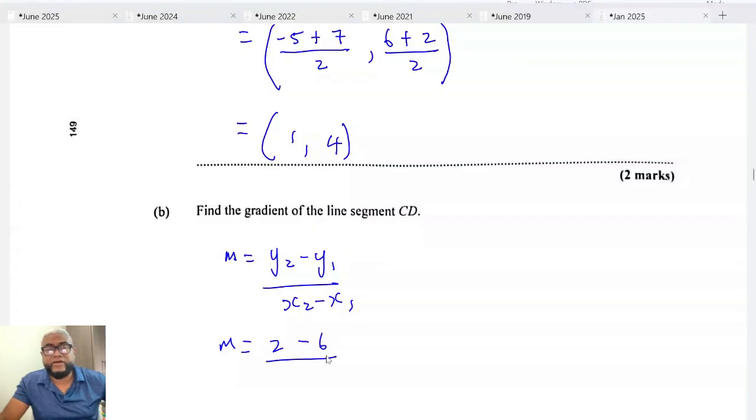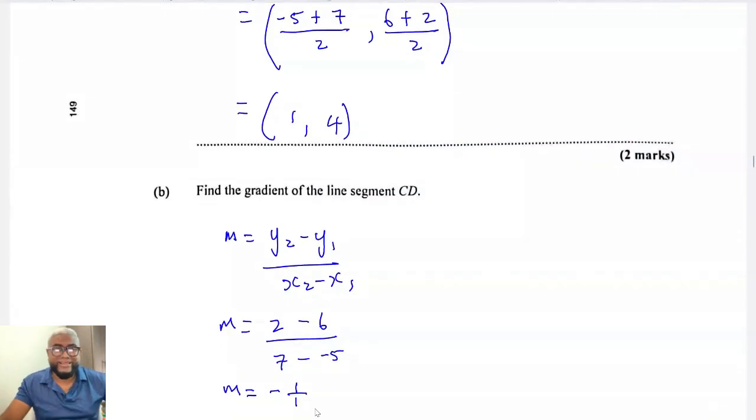Minus 6 over 7 and negative 5. Let's go. So negative 1/3. Yeah, because it'll be negative 4 over 12, which is negative 1/3. Negative 1 over 3, right? That's the gradient of CD, right?